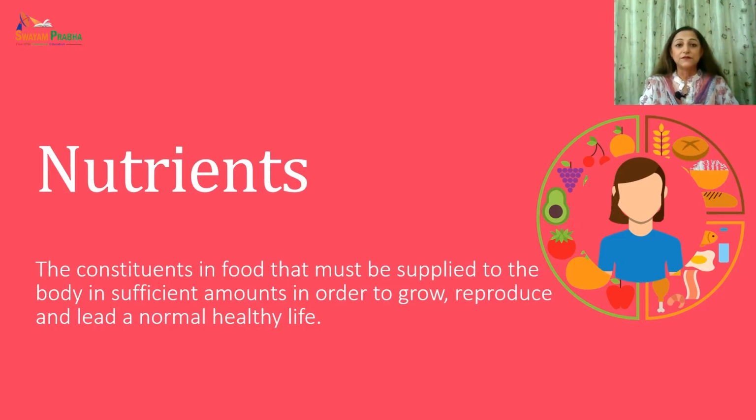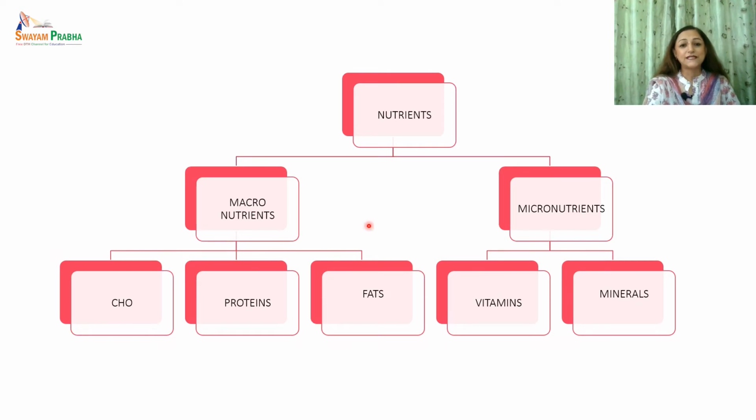Now let us understand another term, that is, what are nutrients? It can be defined as those constituents of the food that must be supplied to the body in sufficient amounts in order to grow, reproduce, and lead a normal, healthy life. These nutrients can be of two types, that is macronutrients and micronutrients. Macronutrients are carbohydrate, proteins, and fats. They are known as macronutrients because our body needs them in larger amount. And micronutrients are the nutrients which are required in comparatively smaller amounts and in smaller proportions. These are known as vitamins and minerals.